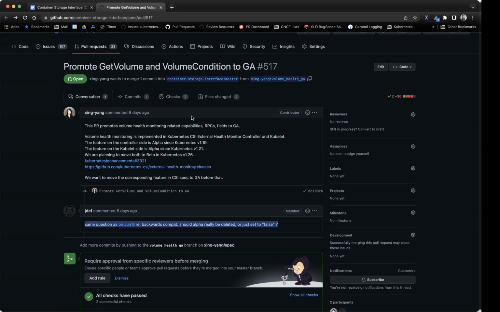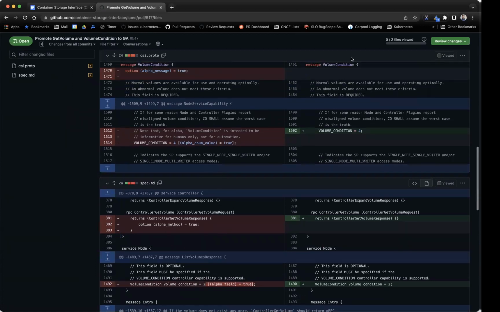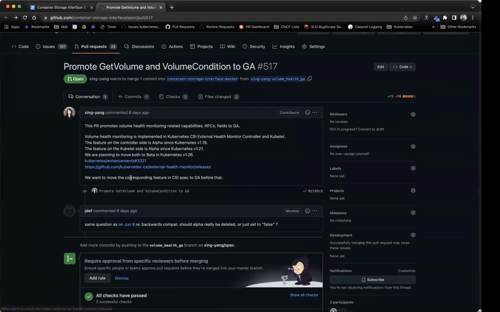Now, to verify this, yeah, so basically just remove that alpha field, right? Just remove that one line. I think he was asking whether we should keep that line setting that to false or just remove that.